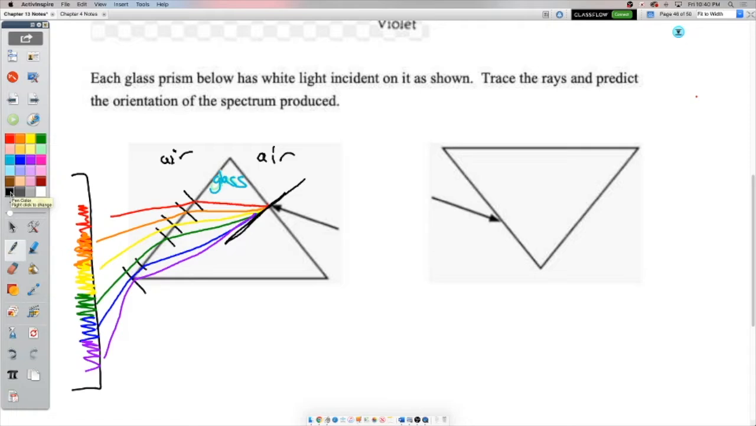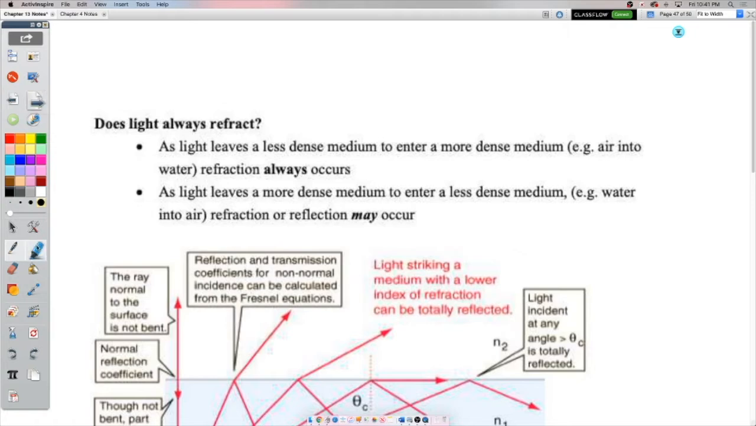Okay, I'll let you go ahead and try this other one on your own, but I'll post it in the notes so you can check your work. Okay, now does light always refract? Does light always refract when going from one medium into another, at least where they travel at different rates?